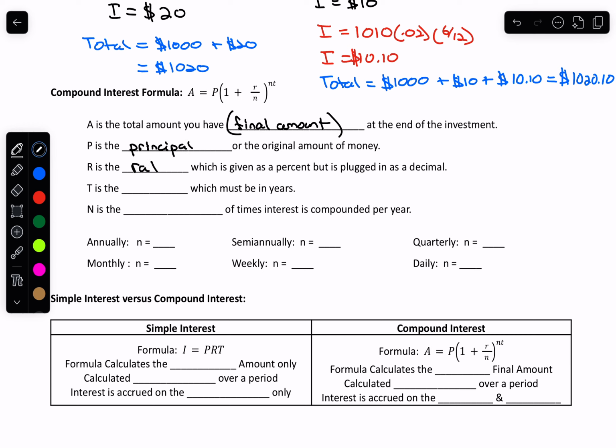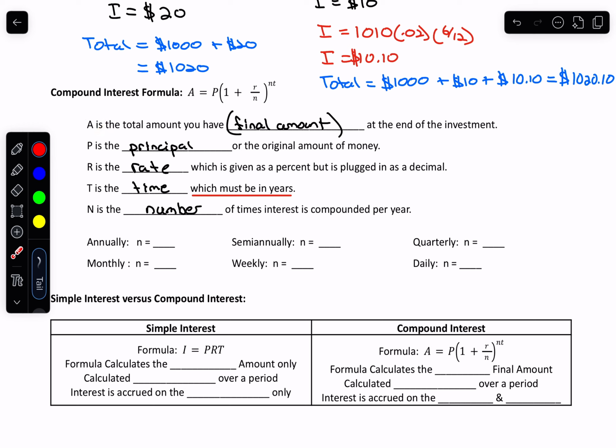R is the interest rate, which is given as a percent, but we always turn it into a decimal. T is the time, which must be in years. Okay, notice this time it must be in years. And then N is the number of times that our investment or our interest is compounded per year. Okay, so we have two new variables here. We have A and we have N are new.